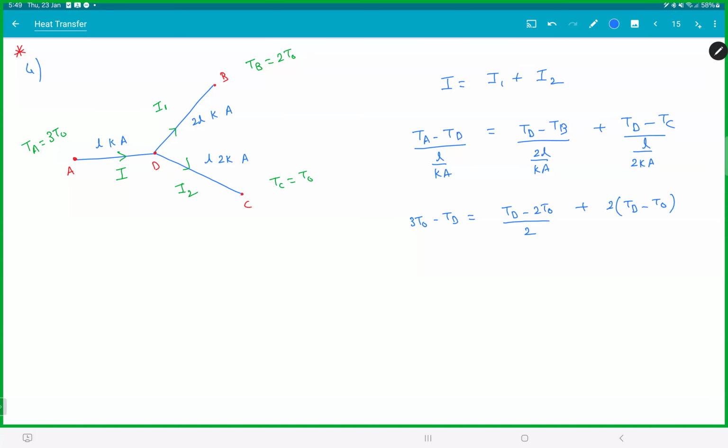Bring all T naughts to one side, then you will get 6T naught. Bring all TDs to one side, that will be TD plus TD by 2 plus 2TD, that is 7TD by 2. We get TD is equal to 12T naught by 7. Right, Boris, you got that?